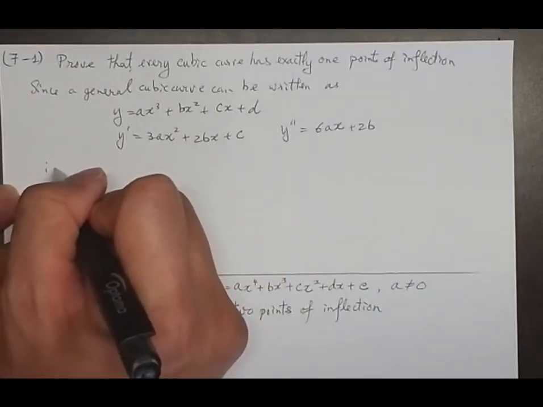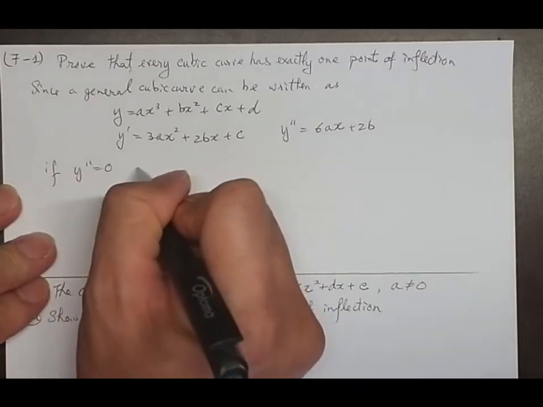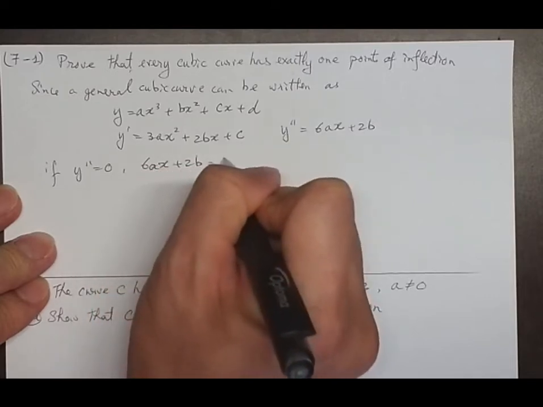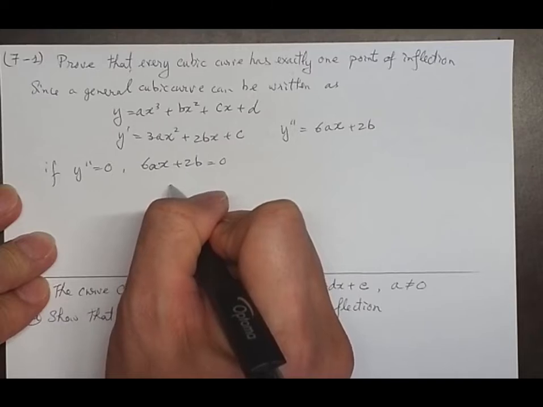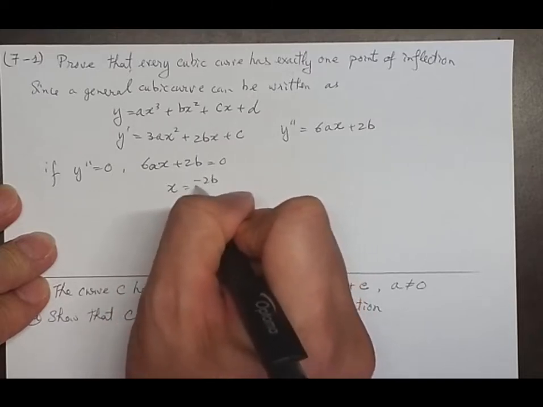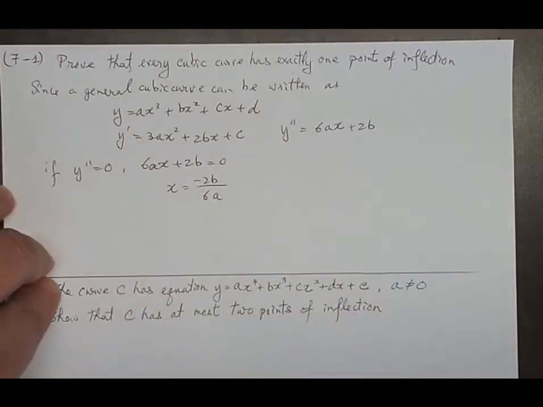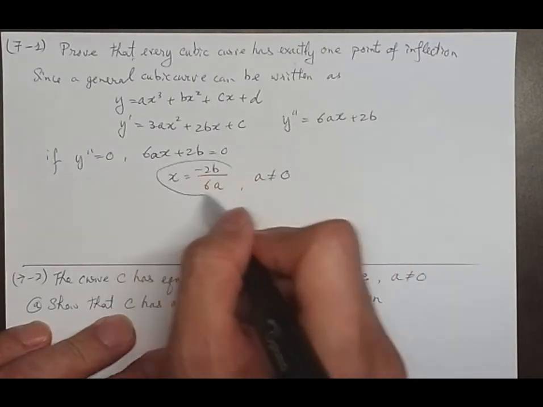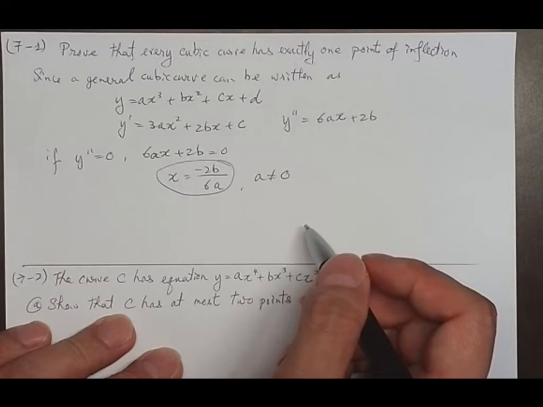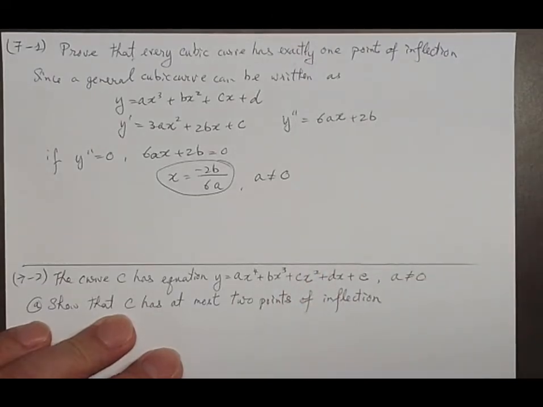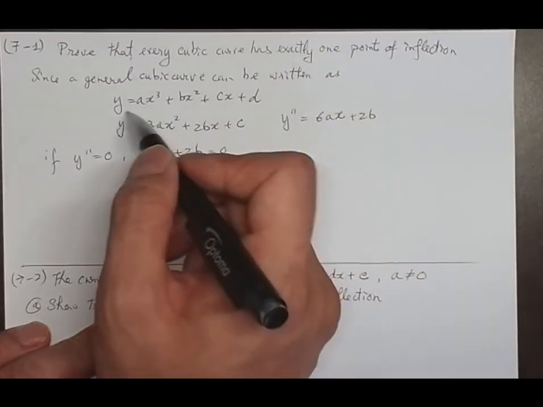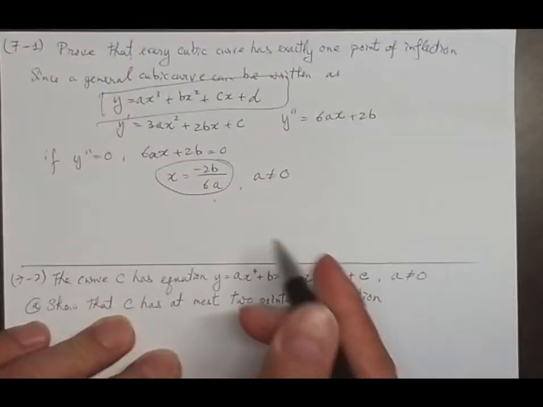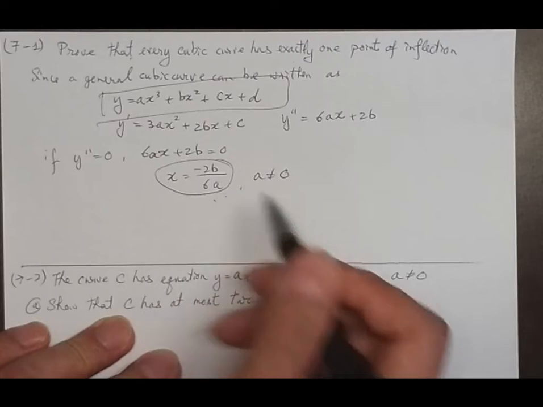And if y dash dash equal to 0, so 6ax plus 2b equal to 0, and x is equal to minus 2b over 6a. And if a is not equal to 0, x has 1 point of inflection. So the curve of a cubic should only have 1 point of inflection because the x value should have only 1 solution.